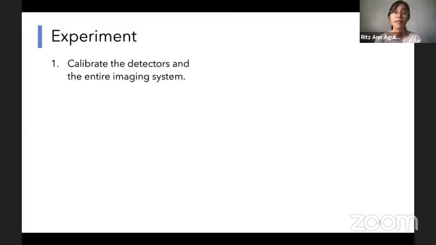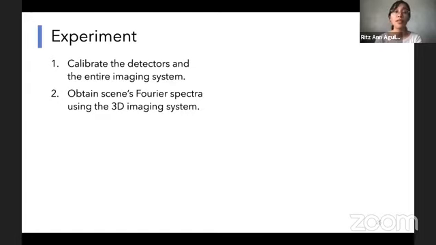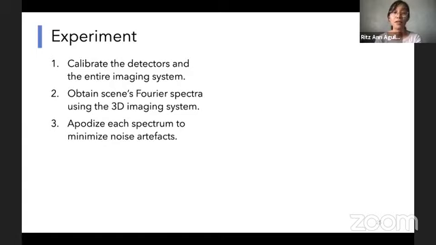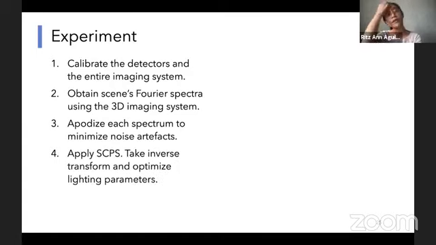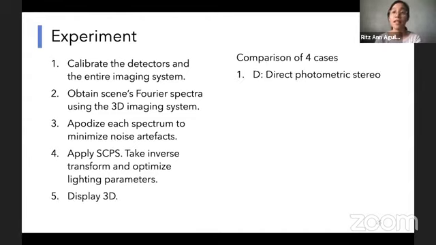For the experiment, of course, what you do first is to calibrate the detectors and the entire imaging system. You obtain the Fourier spectra using the 3D imaging system. We apodize each spectrum to minimize noise artifacts, and then we apply the semi-calibrated photometric stereo technique, which optimizes the lighting parameters from the images themselves, and then we display the 3D result.